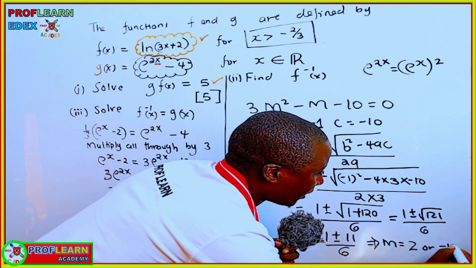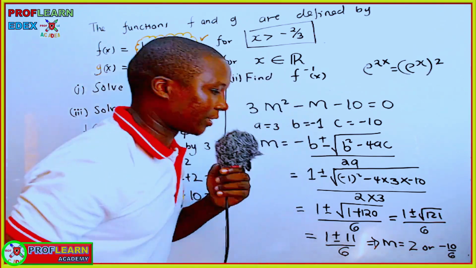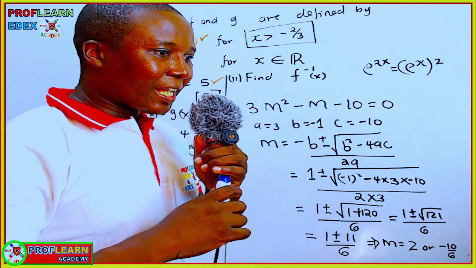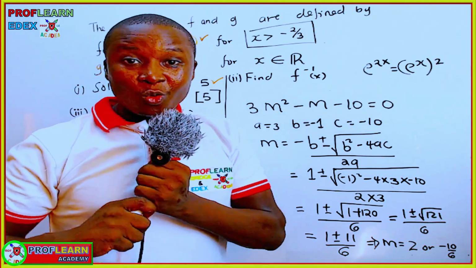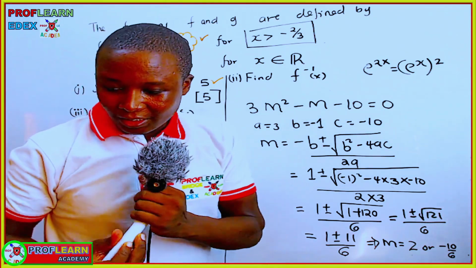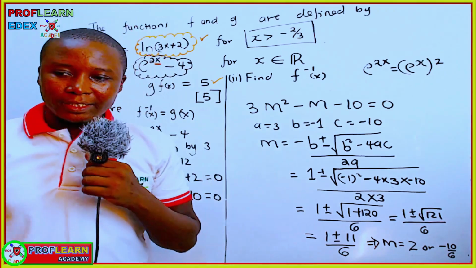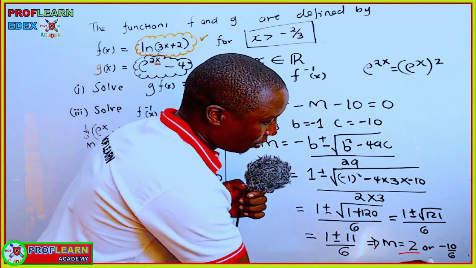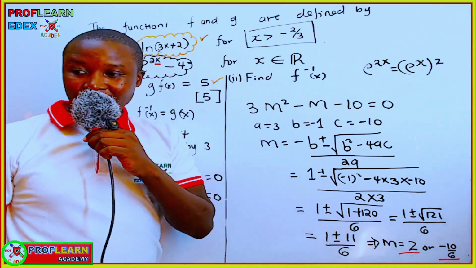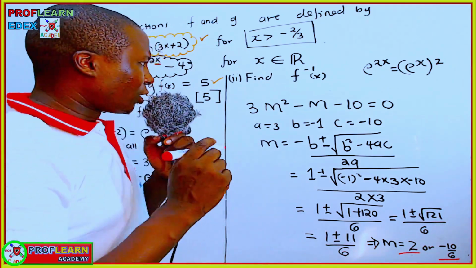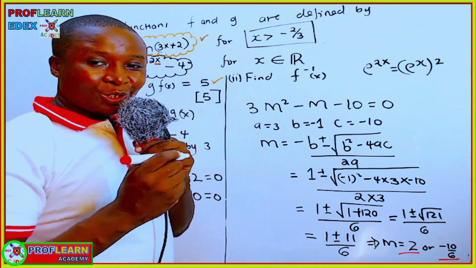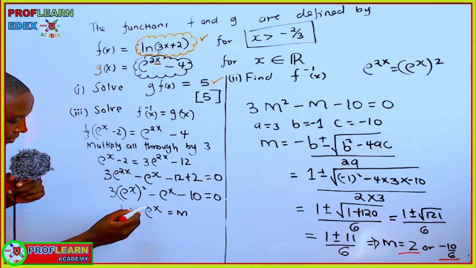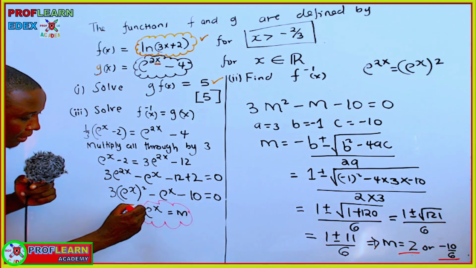Now, this is quite interesting because we have to make a decision on which is the correct answer at this given point. We have m is 2, m is -10 over 6. Now, what you need to remember is that for exponential functions, we had let e to the x be m.